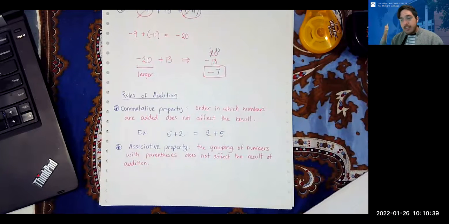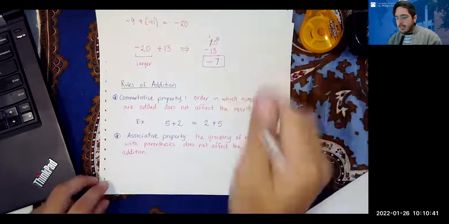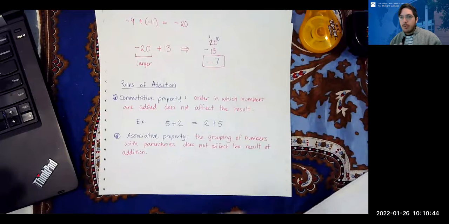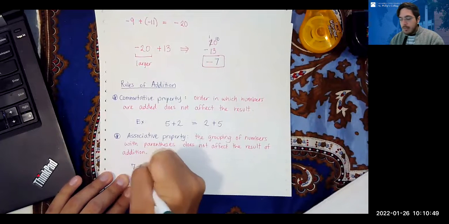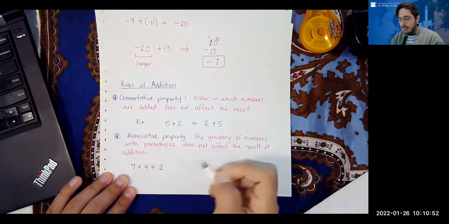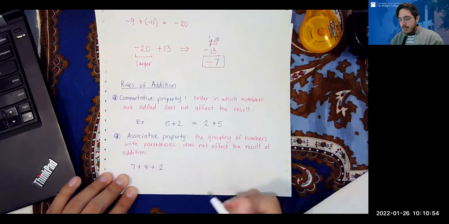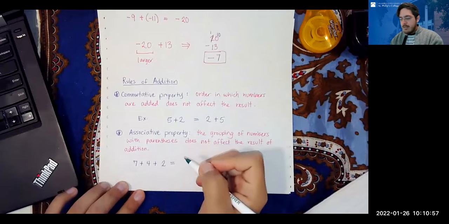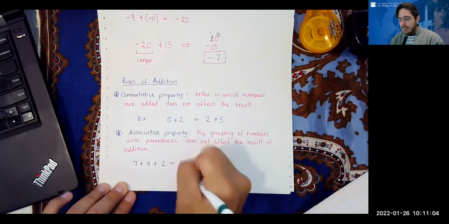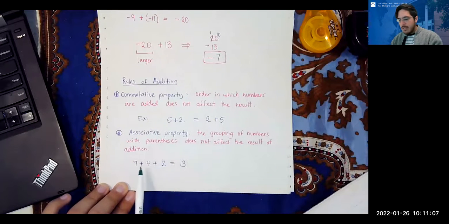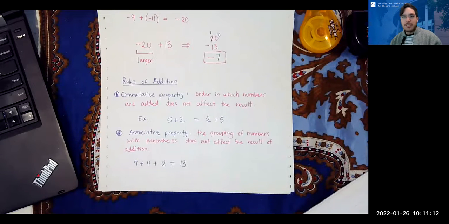Okay, and I think this will be a little bit clearer if we add 3 or more numbers. So if I had, for instance, 7 plus 4 plus 2, I should get, let's see, if we use the commutative property, 7 and 2 is 9, and then add 4 should be 13. So this should be 13. Or we could have done 7 and 4 is 11 plus 2 is 13.